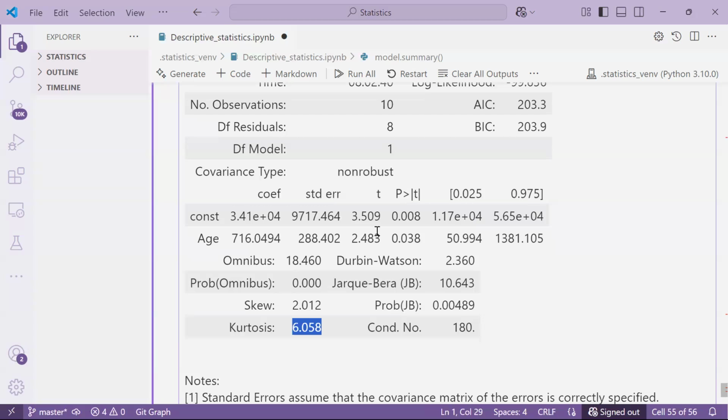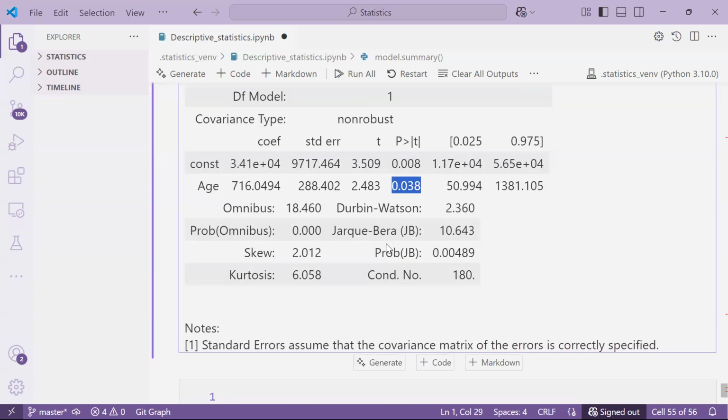Okay, and here we have the age value. Your age p-value is 0.03, which is less than 0.05. So you are saying that your age has a slight relationship with your dependent variable. Okay, clear? So that's how we can study any regression results.